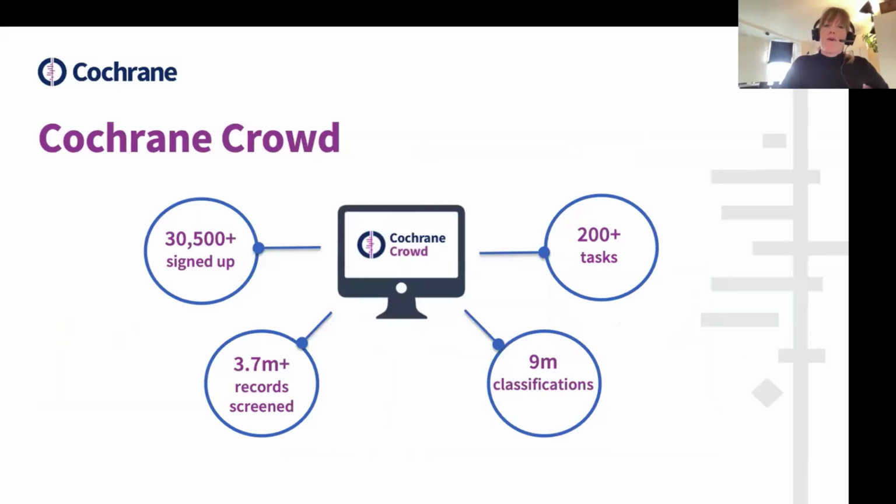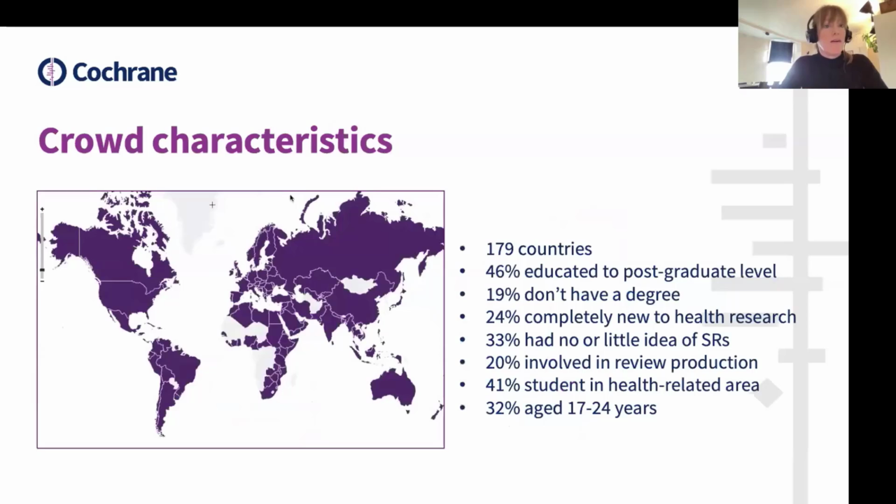And so far on Cochrane Crowd, as I say, we launched about 10 years ago. We've hosted hundreds of tasks. We've had over 30,000 people join the collective effort, and together amassed a whopping 9 million classifications. We're often asked, well, who are the crowd who join? Well, our current contributors are based in 179 countries.